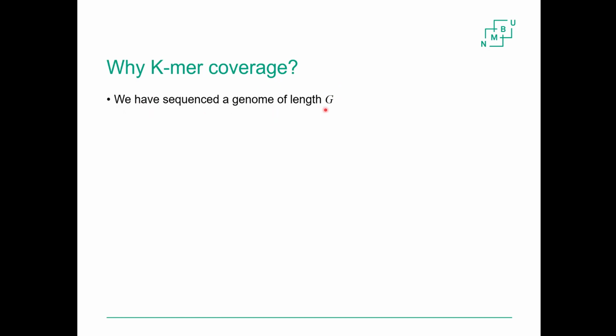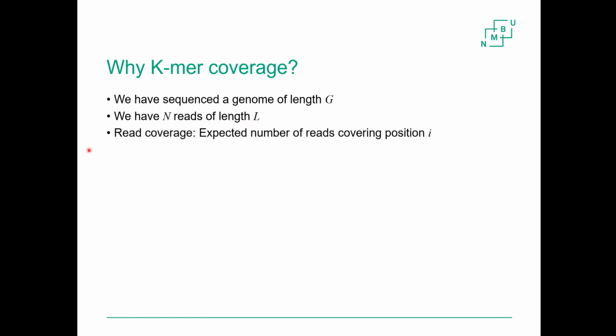We have sequenced the genome, and capital G is the length of the genome, number of positions, right? Imagine this setting. We have then sequenced with n reads, and the reads are all L bases long. They don't have to be the same length. We can replace this with the average, but for simplicity now, let's assume they all are the same length.